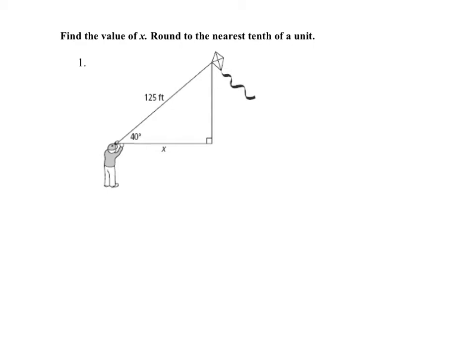So in this case, I have the adjacent and the hypotenuse. So that means that I'm working with cosine. Cosine of 40 equals x over 125. Now I'm just going to multiply times 125 on both sides. So 125 times cosine of 40. That means that x is 95.8 feet.